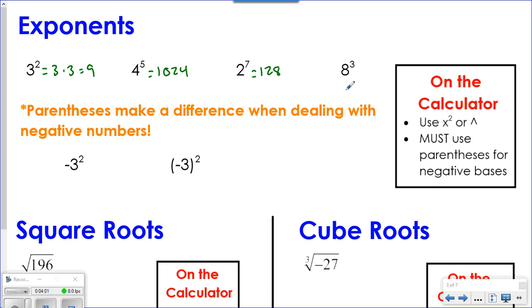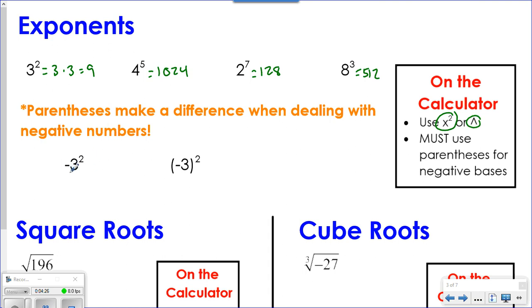8 cubed would be 8 times 8 times 8. And we're going to get 512 there. In order to do that on the calculator, if you're squaring, there's a little button with x squared on it you can use. Or you can use the caret button, so you would type in your base, caret, and then your exponent.